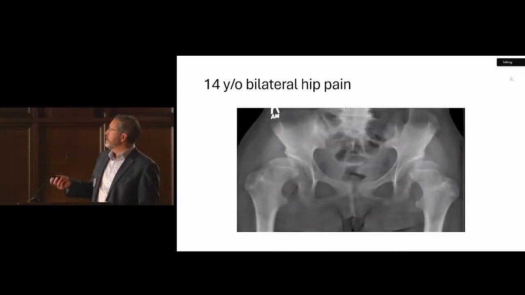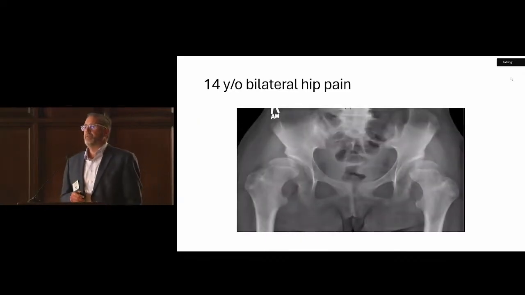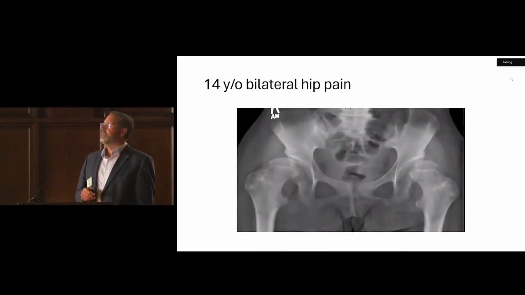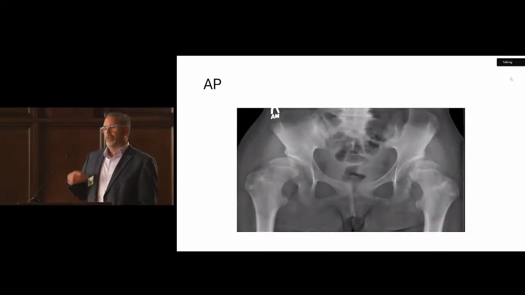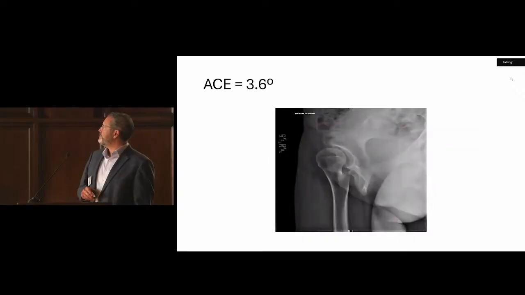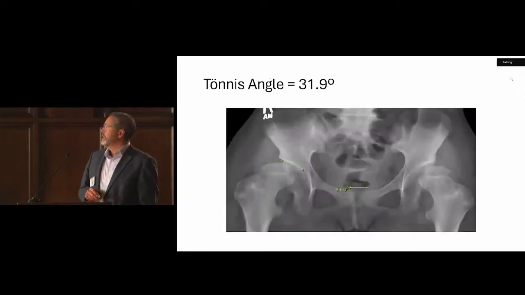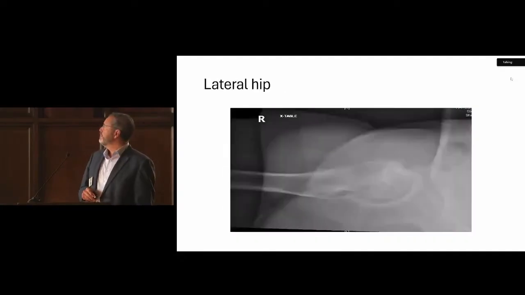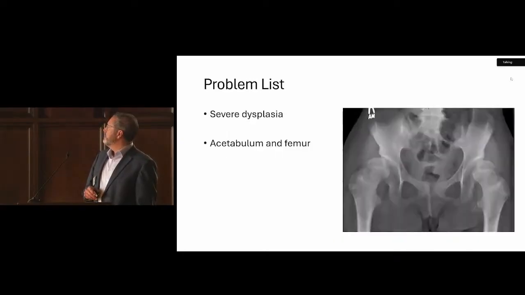So this is that 14-year-old bilateral hip pain patient, both sides involved. I'm just trying to go through the radiographic findings quickly to stay on time. This is her AP view. She has a negative lateral center edge angle. Her anterior center edge angle is 3.6. Tönnis angle is 31.9. And this is her lateral view. You can see she has a large cam there. So she has severe dysplasia involving both sides.